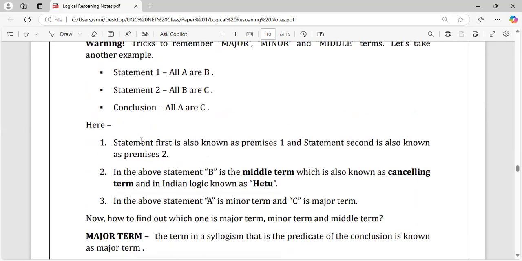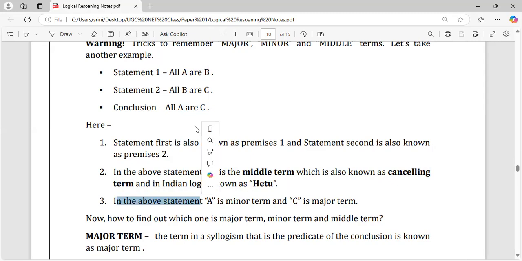Here, statement 1 is also known as premise 1: all A are B. Statement 2 is also known as premise 2. In the above statements, B is the middle term, which is also known as the cancelling term. Here B is not available in the conclusion, and in Indian logic it is also known as hetu. The middle term is called the cancelling term because it does not take part in the conclusion.